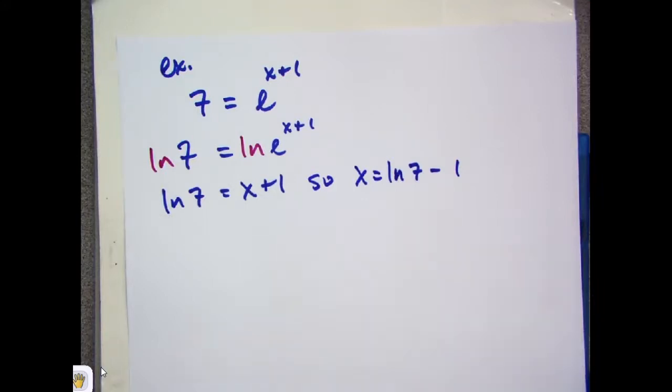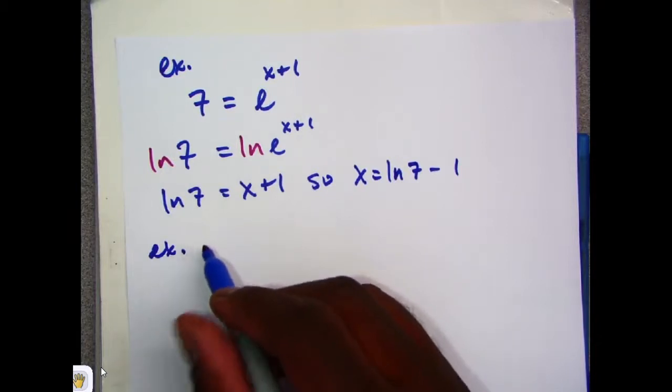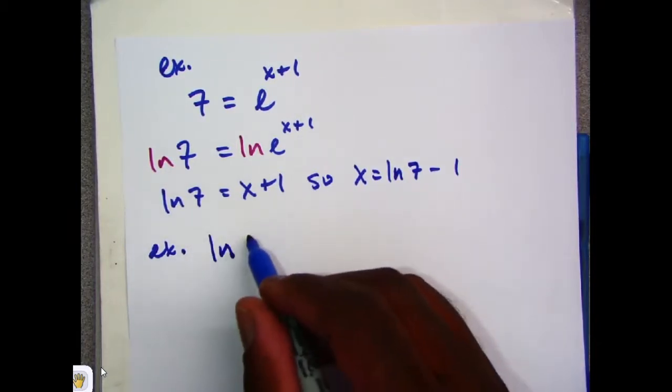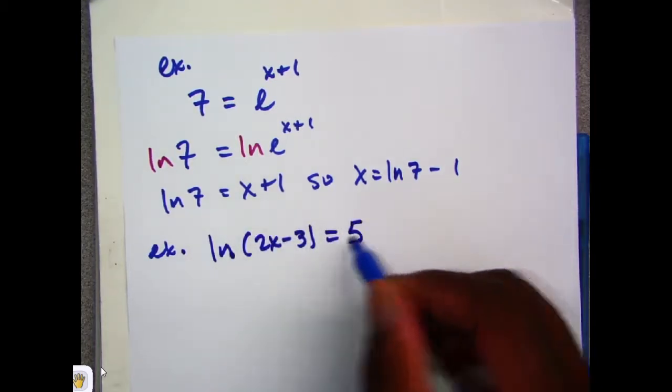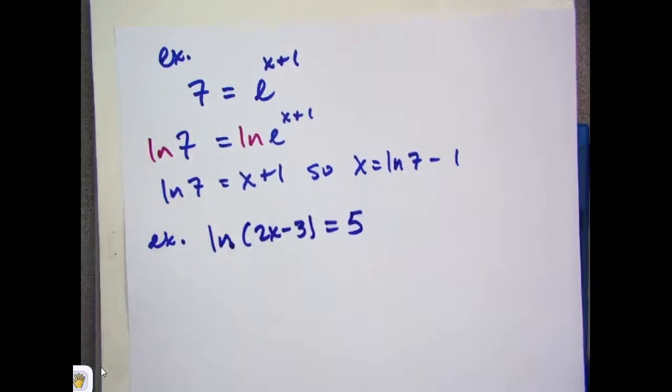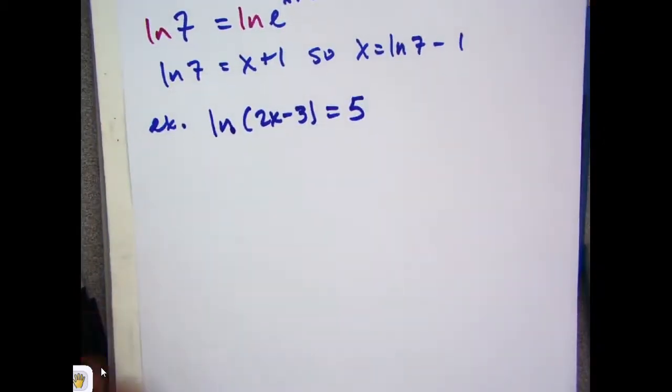Okay, let's take a look at another example. How about natural log of 2x minus 3, and that's equal to 5. Okay, how would we solve this for x? What value of x makes this true?